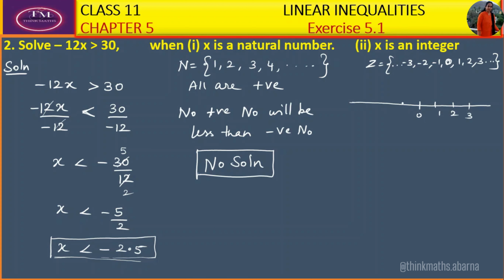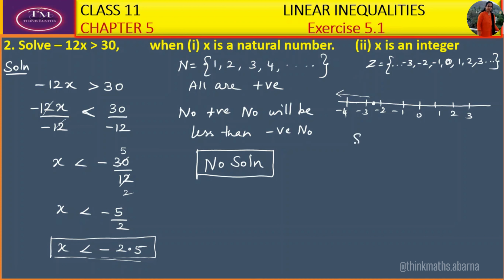1, 2, 3 positive, minus 1, minus 2, minus 3, minus 4. So minus 2.5 lies here. It is less than. Less than means where do we mark? We mark this side. So, what are the numbers it takes? Minus 3, minus 4, minus 5, etc. So, these are the numbers less than. Less than means we will move towards left.